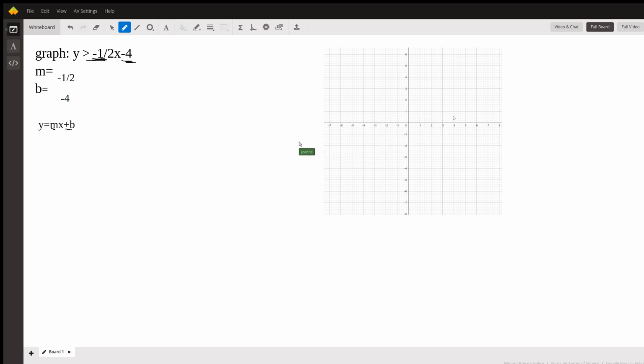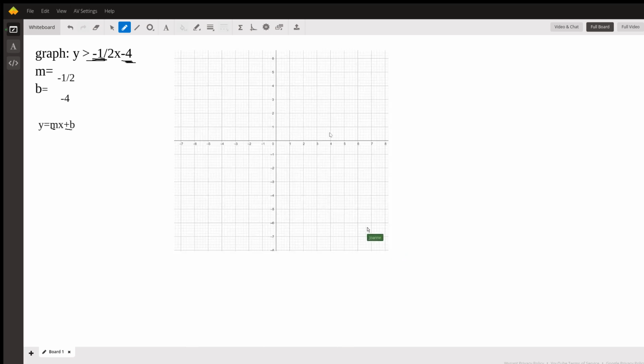And we can use that information to plot on our graph this equation, y is greater than negative 1/2 x minus 4. How does that help us? Well, b stands for y-intercept. Y-intercept is where our graph is going to cross over, intercept our y-axis. In this case, it is minus 4, which has the coordinates 0, comma, minus 4. So that's where we're going to plot this point.